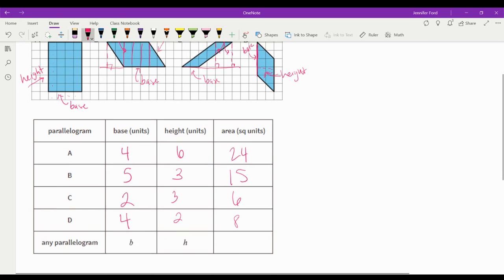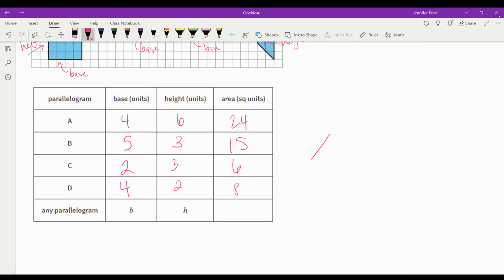Okay, so for any parallelogram, let me just draw any parallelogram. Pretend that's a parallelogram. That's not a very good one, but that's fine. Okay, this is the base. And then the height, I'm going to do that in green so we can really notice that the height is that distance from the base up to the top. You could also think about it as the distance between those two parallel sides.